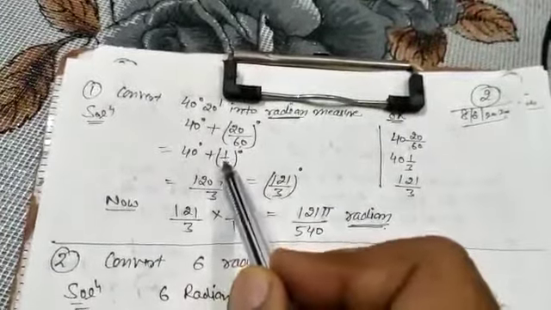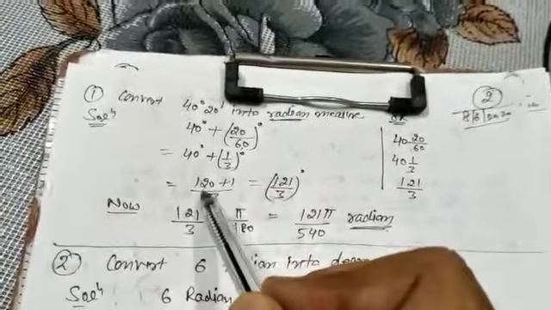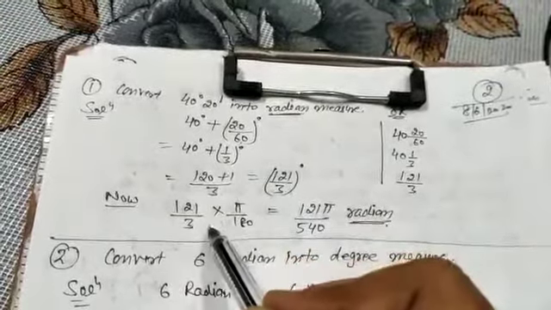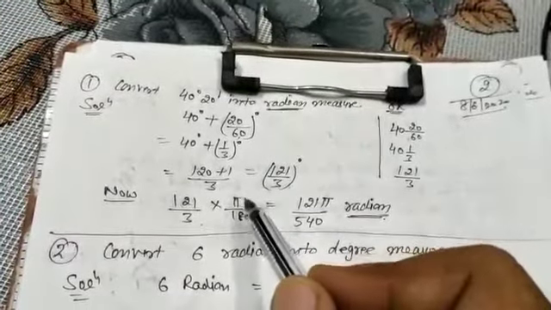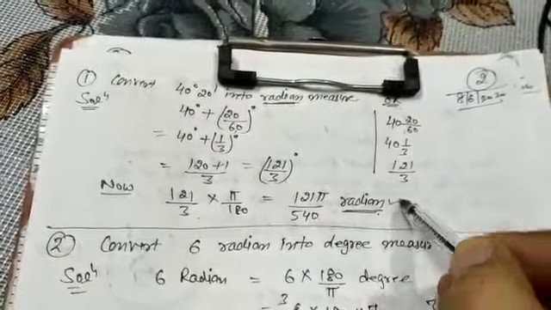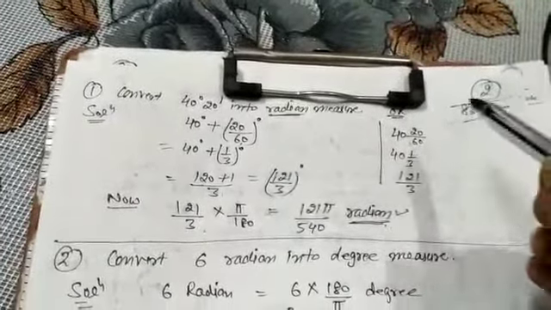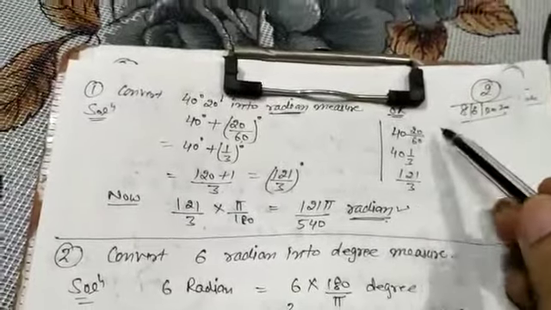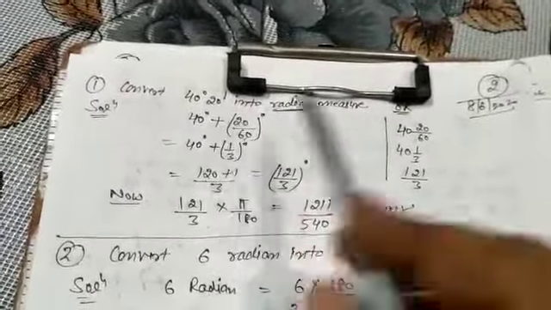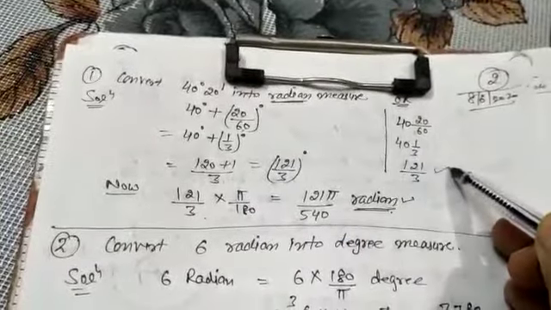On taking the LCM, it becomes 40 plus 1 by 3, that is 121 by 3. It is now in the form of degree. We want to convert into radian, so it should be multiplied by pi by 180. Simplify, and you will get the answer in radian. There is one more way in which you can do it. It is 40, 20 by 60. You can write it down directly without the plus symbol. Now on simplification, again you will get the same value.